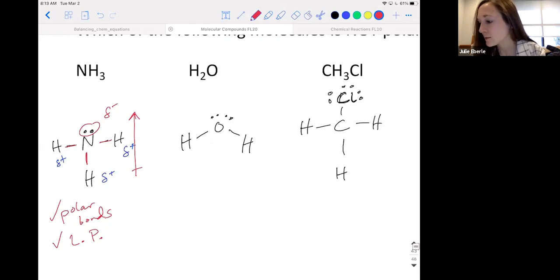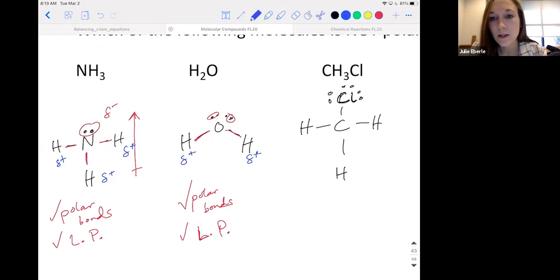The oxygen-hydrogen bonds right here, these are polar. So we got polar bonds. We got two lone pairs on oxygen. So lone pairs, check. And is it symmetrical? No, because again, we can draw the partial positives on the hydrogens. These are the electron poor region of the molecule. The lone pairs are the electron dense or rich region of the molecule. So we can draw the dipole in pointing this way.